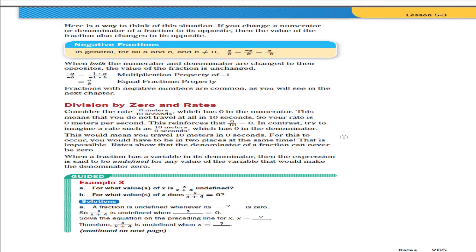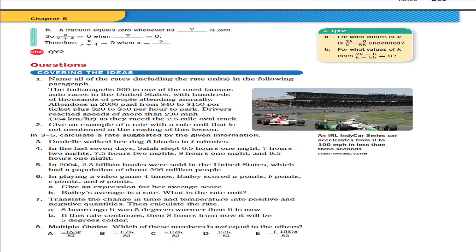Division by 0, we can't do it. It's not allowed. There's a discussion here about how it just doesn't even make any sense when you look at rates, and perhaps helps us understand why we wouldn't do that. Guided example 3, I'll get you the answers for that, and then I'll be going through another example that's similar to it. And at that point, you're into covering the ideas and applying the math.